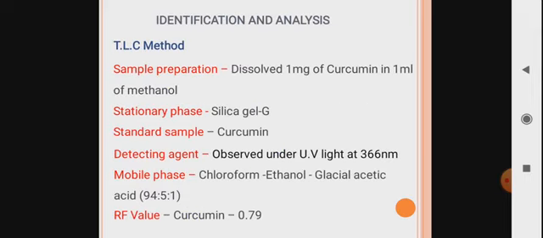Identification and analysis: TLC method. Sample preparation: dissolve 1 mg of curcumin in 1 ml of methanol. Stationary phase: silica gel G. Standard sample: curcumin. Detecting agent: observe under UV light at long wavelength, that is at 366 nanometer. Mobile phase: chloroform, methanol, glacial acetic acid, in the proportion 94 to 5 to 1. That is the proportion of the solvent for the mobile phase. RF value of curcumin is 0.79, which is the standard RF value for curcumin.